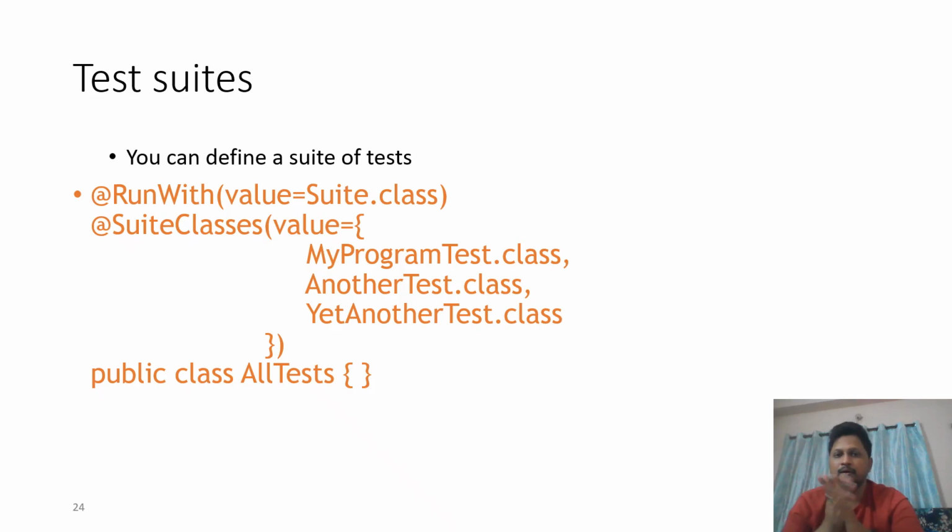And we already discussed the test suite. How can we define a particular suite of tests? With @RunWith and the value equal to the particular class name. If I want to include particular classes in a suite, I can include them here with @SuiteClasses, and all the tests are in one of the classes.